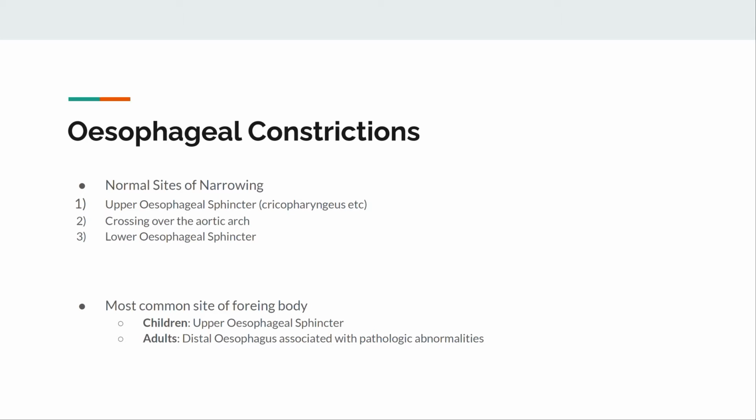A similar concept in the esophagus is that there's the upper sphincter, where it crosses over the aorta, and the lower sphincter. So if someone swallows something and it gets stuck in their esophagus, those are the 3 sites where it could get stuck. In children, it's most commonly the upper sphincter, and in adults, it's most likely to be in the distal esophagus, where there might be a tumor growing somewhere near the lower esophageal sphincter, for example, adenocarcinoma.